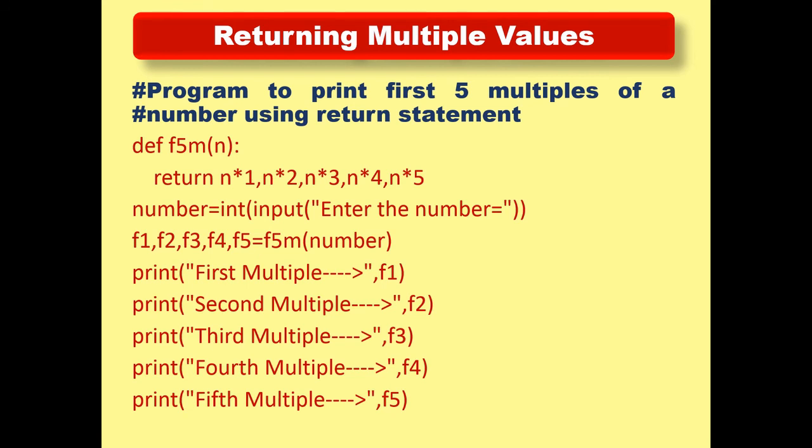When we pass the argument number to a parameter, that is n, and they automatically store a value, for example that is 5, and in that case they return how many values? 5 values. 5 multiply 1, 5 multiply 2, 5 multiply 3, 5 multiply 4, 5 multiply 5, and then they store all these 5 values in 5 different variables, that is f1, f2, f3, f4 and f5.